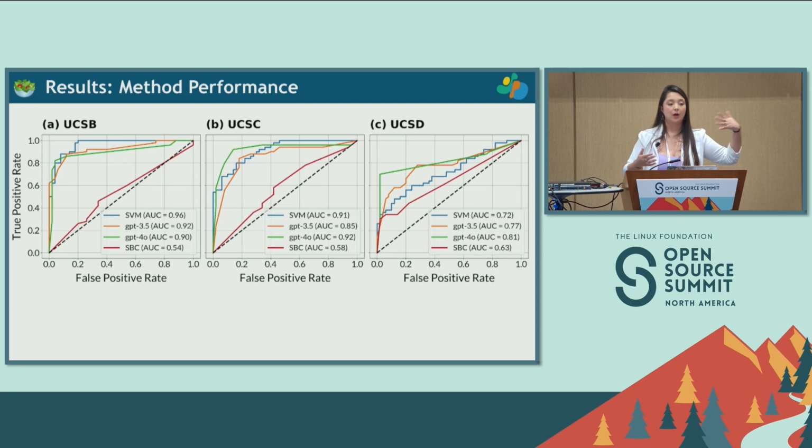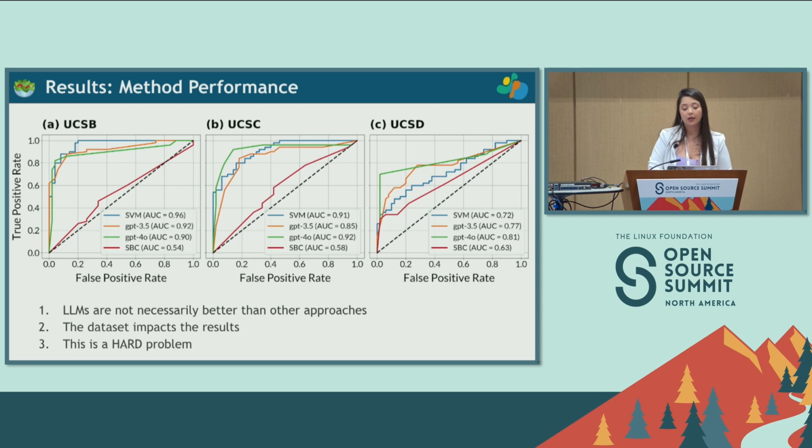The method that I described at first was very bad. That's a scroll-based classifier. It's really, really close to the diagonal, which means that it's pretty much random. So not a good method. But the other 3 things that I tried, we can see that LLMs are not necessarily better than other approaches.